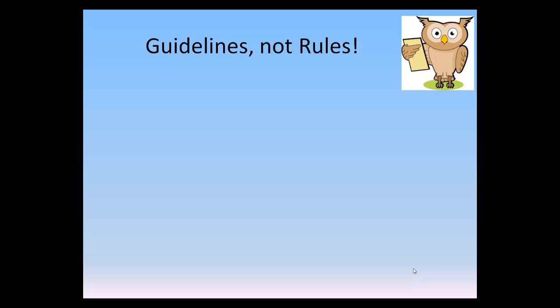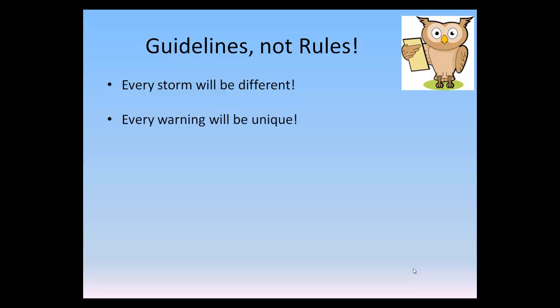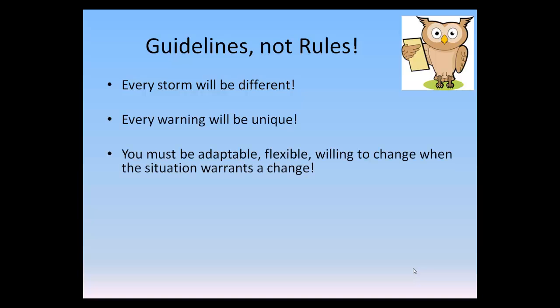The first thing we need to understand is that we want to have guidelines and not rigid rules. A lot of times when folks have rigid rules, it's tough for them to think outside the box, and what I want you to understand is that every storm throughout your career is going to be a little bit different. That means every warning will be unique in some way, shape, or form. So I need you to always be adaptable and flexible, willing to change when the situation needs it to change.